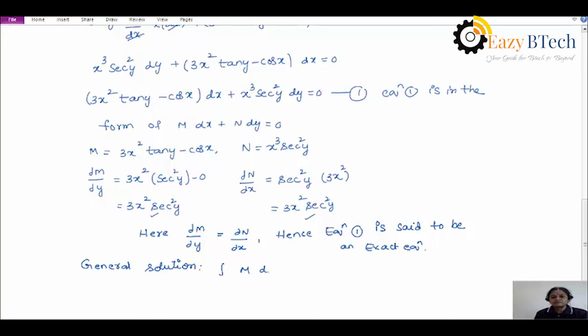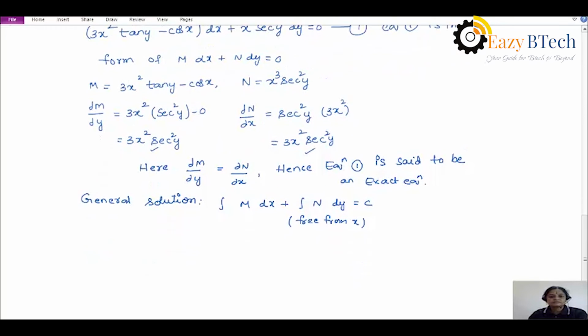So the general solution is integral M dx plus integral N dy is equal to c, where the N integral is taken only for terms free from x. So now substituting M and N values in the integration: integral of 3x square tan y minus cos x dx, and the value of N is x cubed secant square y dy, is equal to c. Don't forget this important point, that it is free from x.